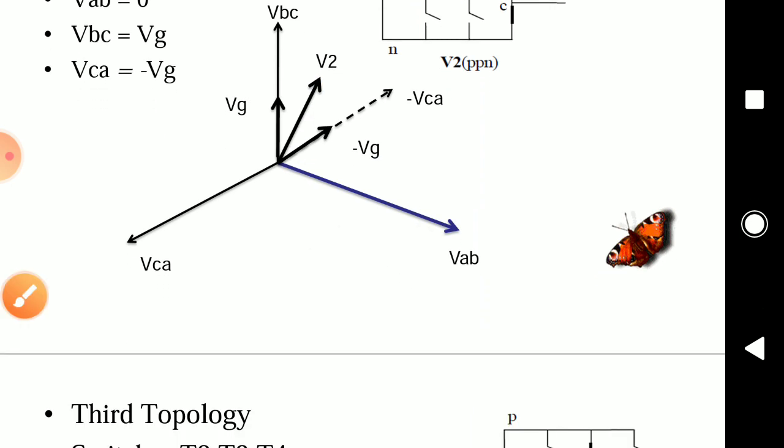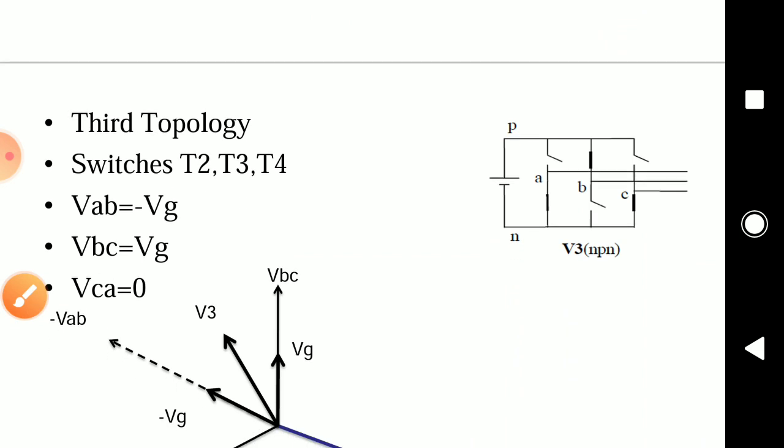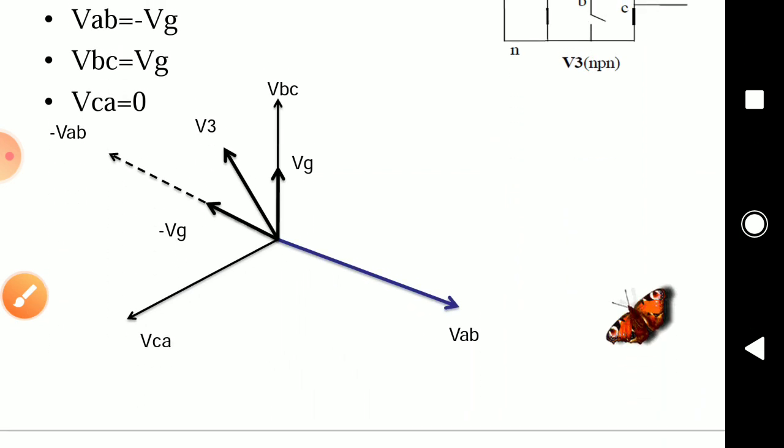Now, the remaining states V3, V4, V5 and V6, you can just go and do it. It is given in the slides. I have provided you notes. You can just go through the portions. V7 and V8, the output voltage will be 0 as already mentioned, so the output voltages will just be a dot at the center. Just look at the third topology, how the output phasor is. I am not going to explain it. If you have doubts, you can ask me.